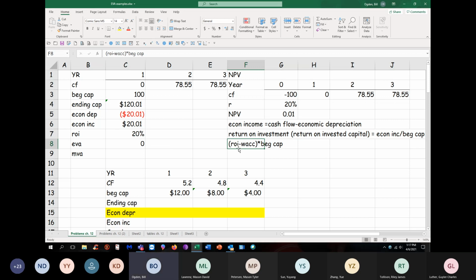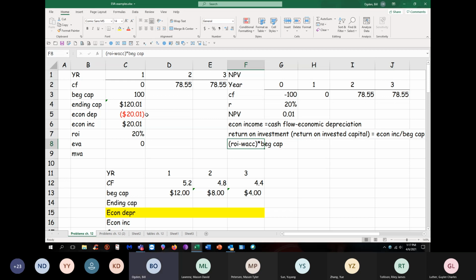Okay, that creates value. So what do I do? I can increase my ROI, I can reduce my cost of capital, or I could increase my assets in place that are earning this margin, couldn't I? Some people call those the value drivers. That's what drives value: this margin and the beginning cap.